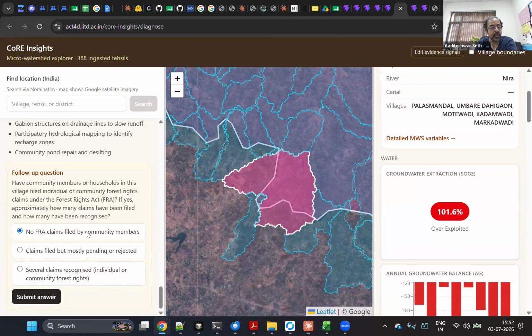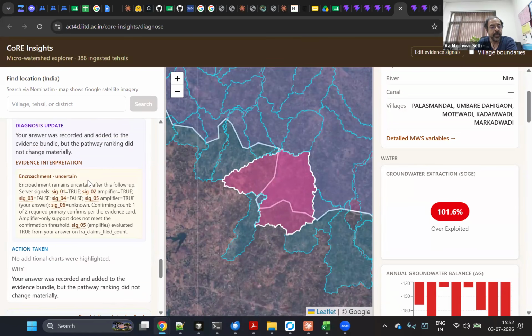This information is of course not observed by the satellite. This we don't know, but we can ask the people from that area.